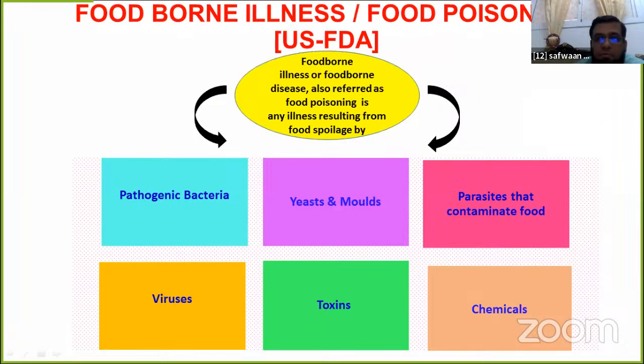Then food poisoning. According to the US FDA, foodborne illness or foodborne disease, also referred to as food poisoning, is any illness resulting from food spoilage. So whenever the food is undergoing spoilage, it will result in food illness. Broadly, this is because of pathogenic bacteria, yeast and mold, parasites that contaminate food, viruses, toxins, and chemicals. So toxins can also lead to food illness or food poisoning, and certain chemicals.